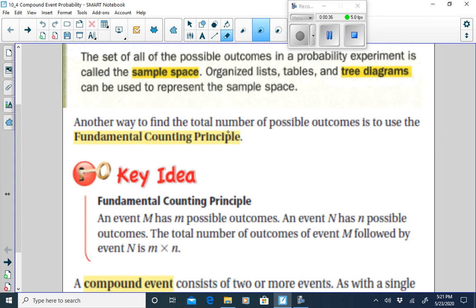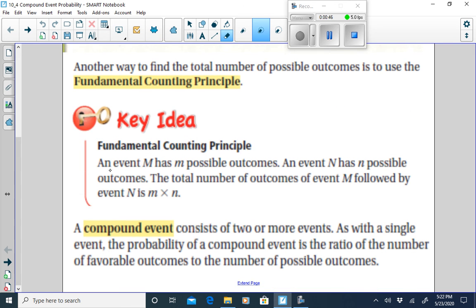Another way to find the total number of possible outcomes is to use the fundamental counting principle. And the fundamental counting principle works this way. It says an event M has M possible outcomes. An event N has N possible outcomes. The total number of outcomes of event M followed by event N is M times N.